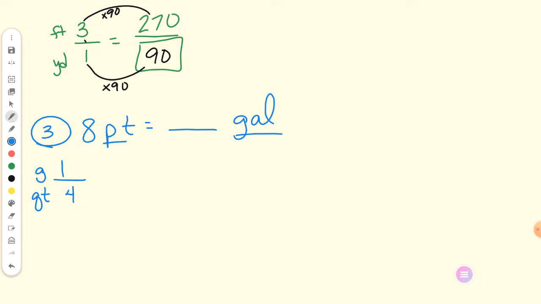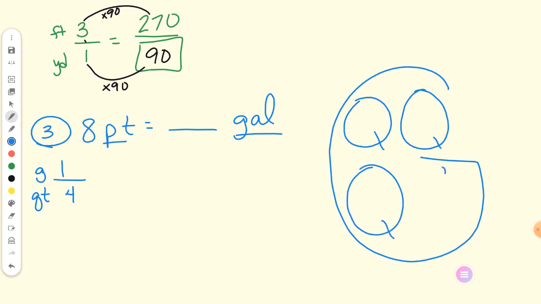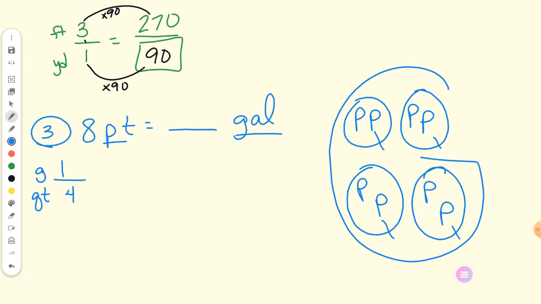Let's draw our gallon guy. Start with 2 quarts. I like it better with just 2 quarts. So what do we know about pints and quarts? 2 pints in each quart. 8. So it's multiply by 2. You just multiply by 2.